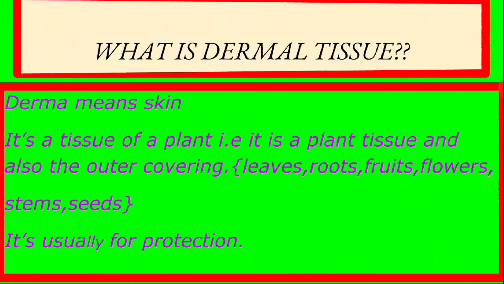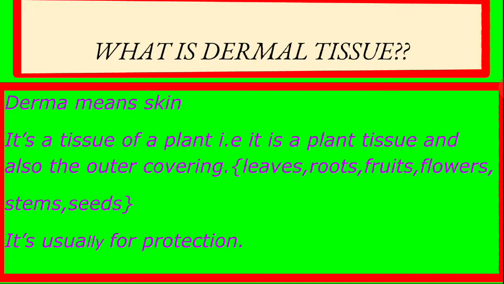Derma means skin. We can compare our skin with the skin of the trees. Dermal tissue is nothing but a plant tissue which is the outer covering. It covers leaves, roots, fruits, flowers, stems, seeds. It covers all these things.